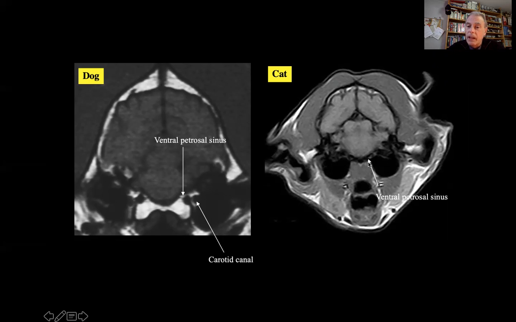So in here, as you see in the cat, this artery, the internal carotid artery, obliterates. So there is not a carotid canal. We do not see the carotid canal. What we see, identify, is the ventral petrosal sinus in the petrovascular canal here. So we have a sinus, the ventral petrosal sinus in the petrovascular canal, but there is no carotid canal.